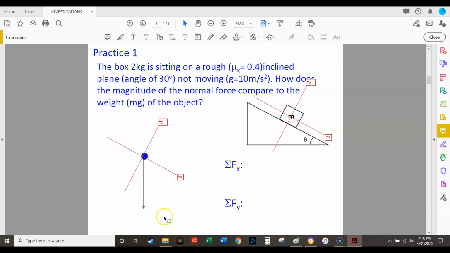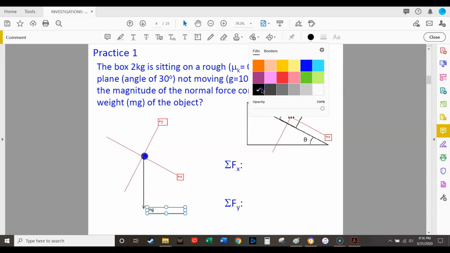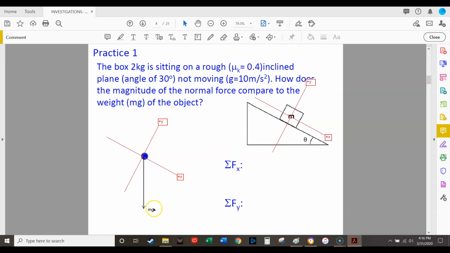Oops, I probably should have made that text box black too. There we go. So I'm going to go ahead and pull that mg and make the text box. Oh, don't want to fill that in. Just want the border to be black. Oh, I don't have to have a border. Well, that's pretty cool. Just learned something. All right, and there we go.